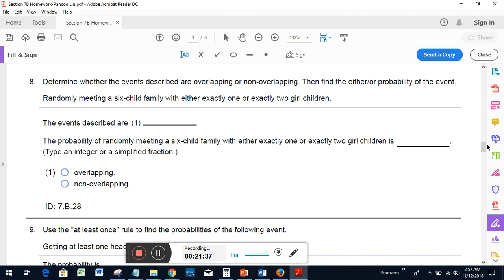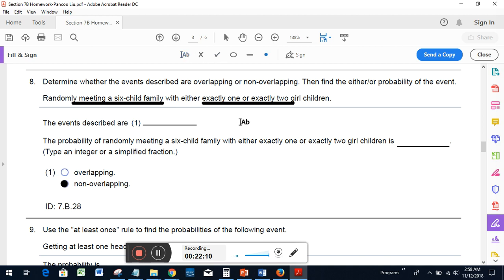So number 8 says, determine whether the events described are overlapping or non-overlapping again. So randomly meeting a 6-child family with either exactly 1 girl or exactly 2 girls. Now the key word aside from or is exactly. So you cannot have exactly 1 girl and exactly 2 girls. You can only have one or the other. So again, it's going to be considered as non-overlapping.